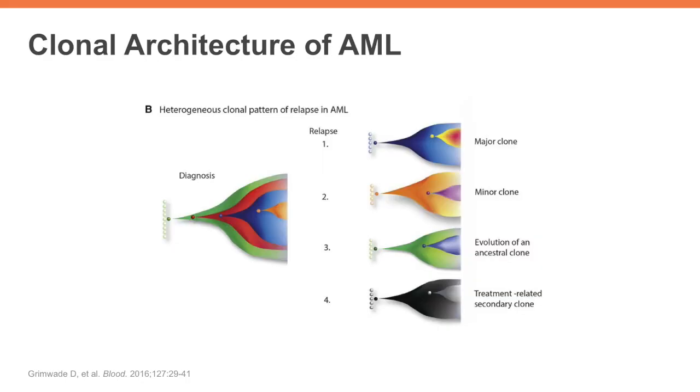And in fact, we're now understanding that there's the clonal architecture of AML, and that this can differ at diagnosis and at relapse, where in this slide shown here, each color represents a different genetic profile. So it's not just that AML is one disease, it's a population of different clones. And when patients are treated and then relapse, they can relapse with different clones, major, minor, or treatment-related, or even evolution of an ancestral clone.